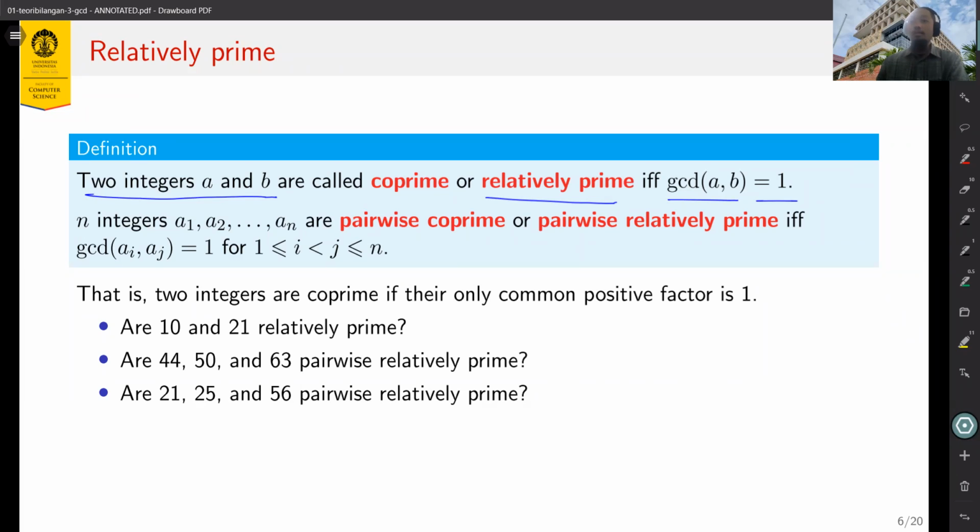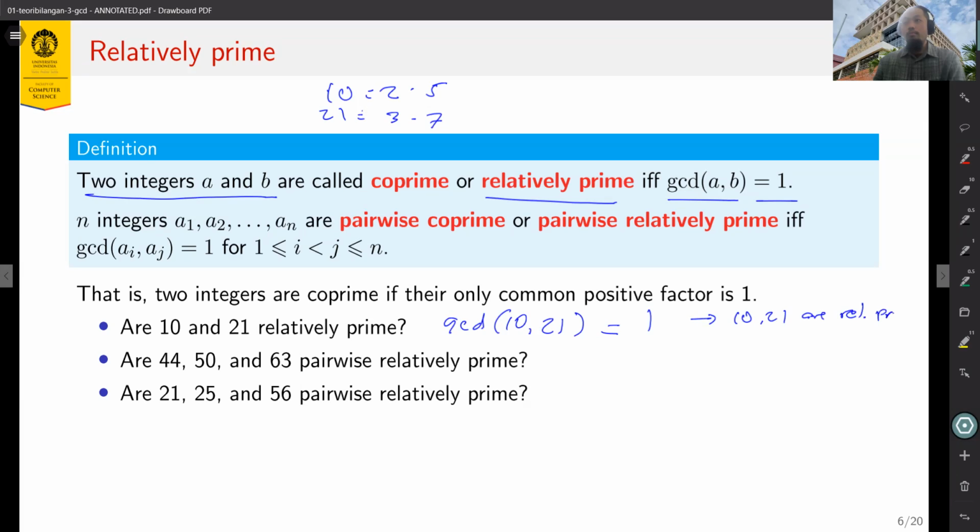So then let's compute GCD of 10 and 21, which is what? Can you guess? I think this should be easy. Should be 1, right? Because you could compute that, or because you know that 10 is 2 times 5, whereas 21 is 3 times 7. So the answer is, yes, 10 and 21 are relatively prime.